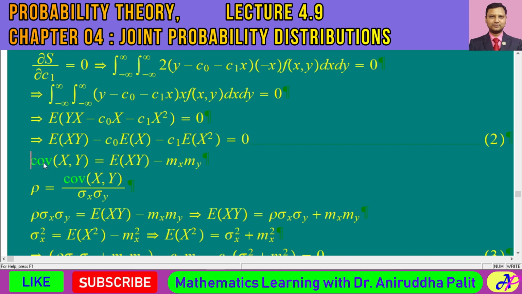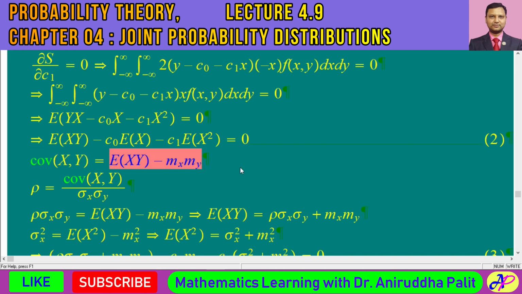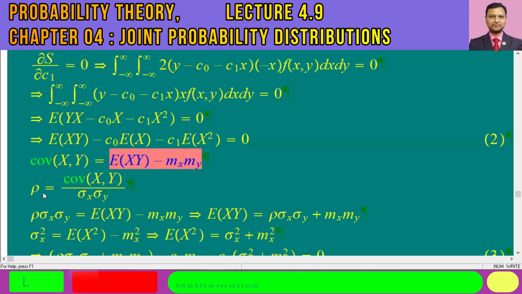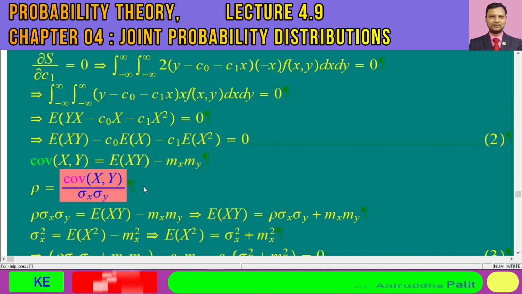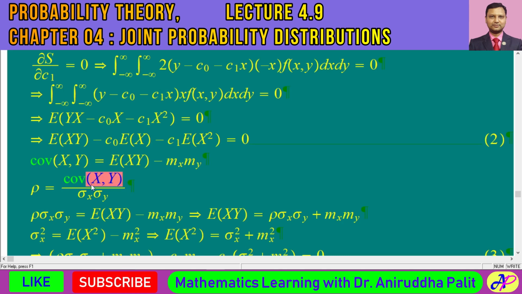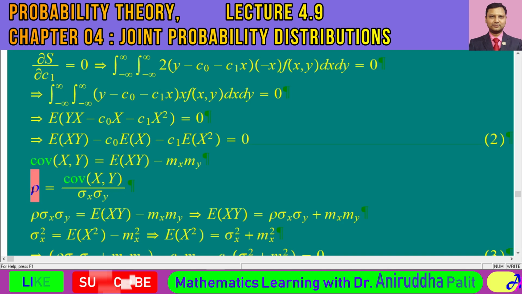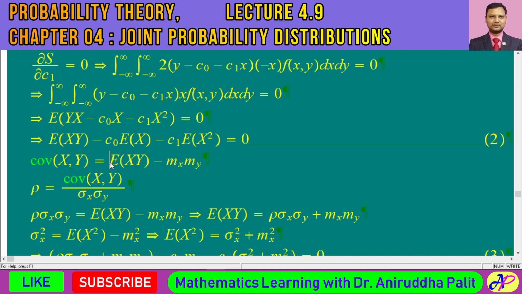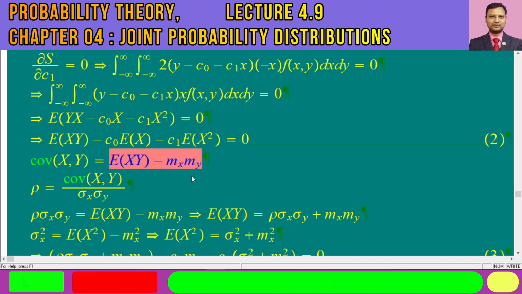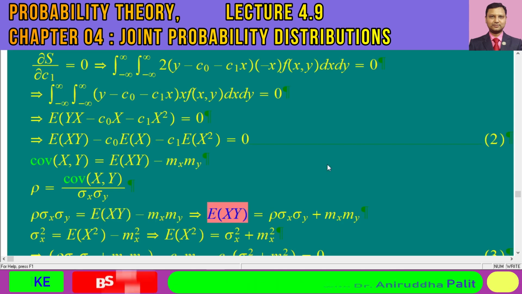You see, we know the covariance of xy is equal to expectation of xy minus mx into my, and we have a relation that rho is equal to covariance of xy divided by sigma x sigma y. So in place of this expression of covariance, we can write covariance of xy is equal to rho into sigma x sigma y. So we have this relation, rho into sigma x sigma y is equal to expectation of xy minus mx my. So we have this result, and from this result we can compute the expectation of x into y.